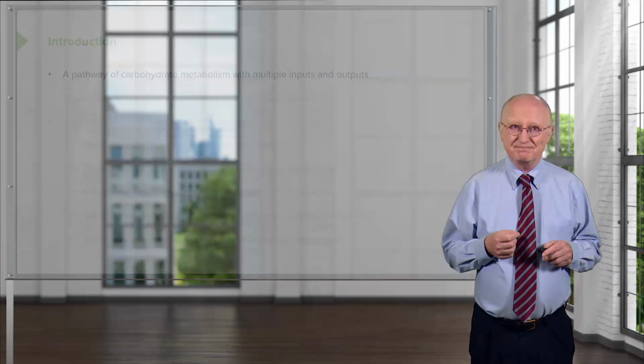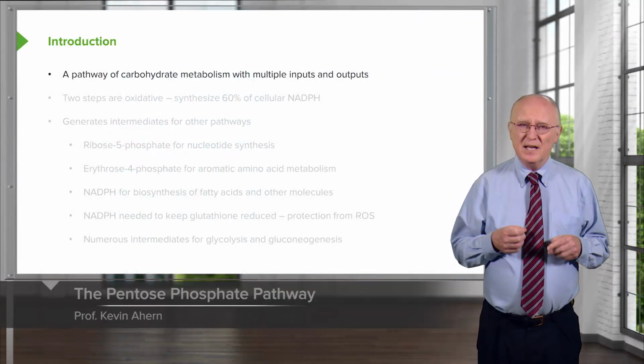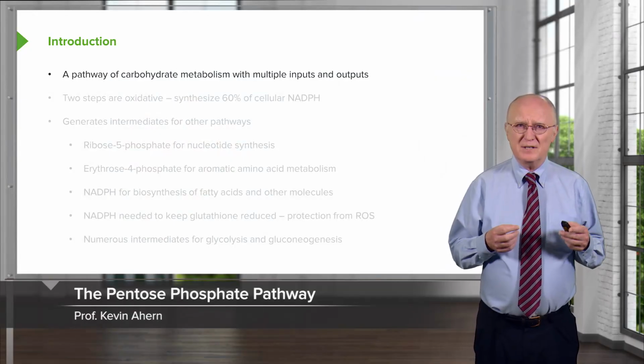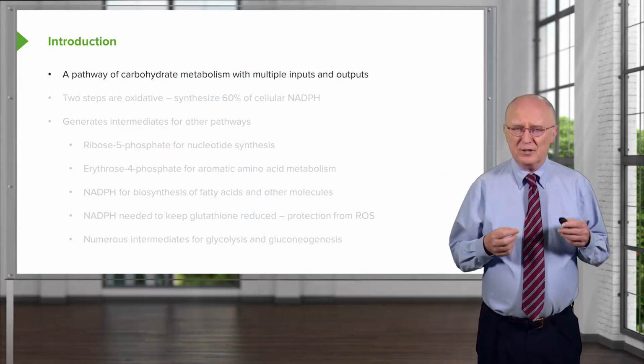Metabolic pathways have been compared to roadways as depicted on road maps. And if that's the case, then the pentose phosphate pathway has got to be one of the more interconnected roadways that we find inside of cells. The pentose phosphate pathway is a very important component of carbohydrate metabolism, having multiple inputs and outputs, as we shall see.